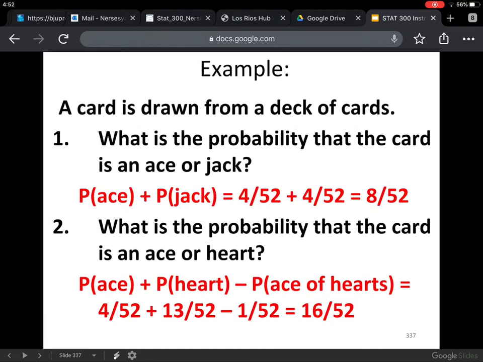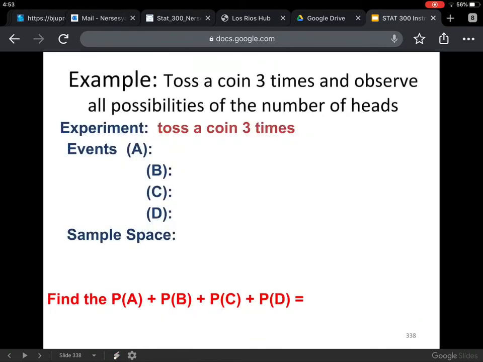Okay? So that's, again, this difference between having an intersection and not having an intersection. And again, please note in this, when you were reading this, do you see this keyword "or"? Again, that gives it away that you're supposed to be using the addition rule.